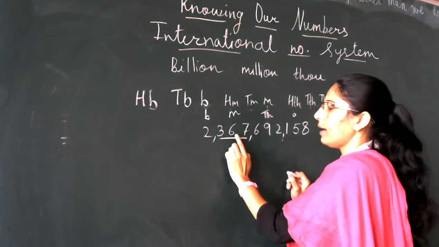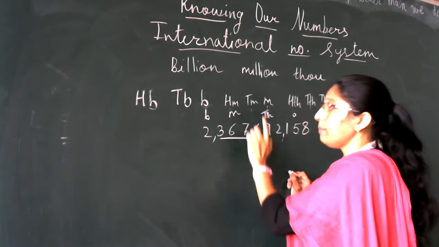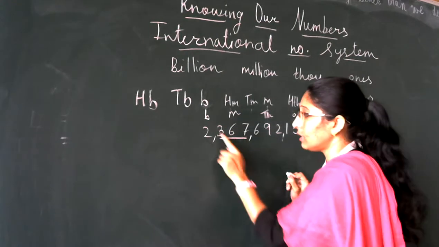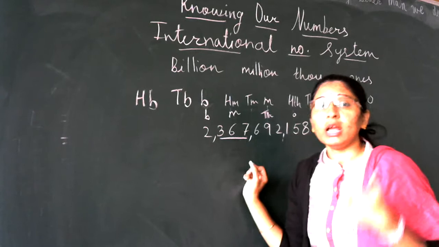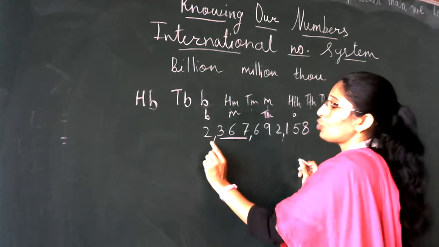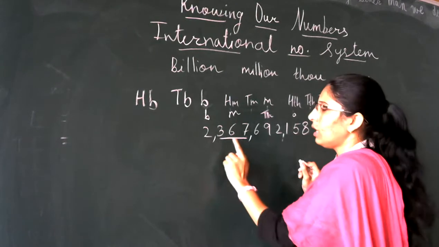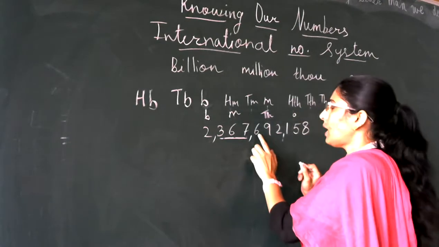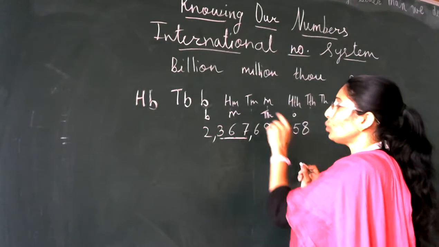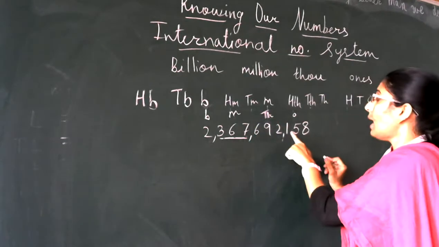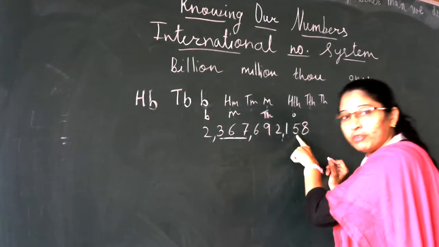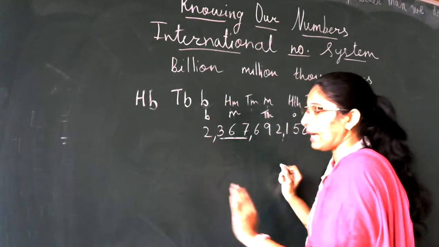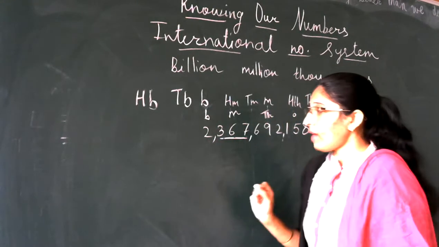Here we can see there are 3 digits, so 367 million. These are in the million period. After reading this 367, we have to write the period also. So 2 billion, 367 million, 692,000, then 158. This ones will be the same. So like that only we need to write it.